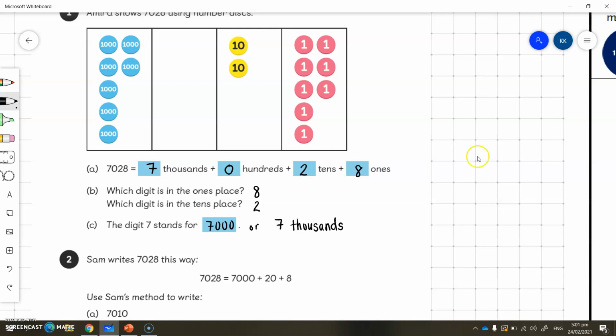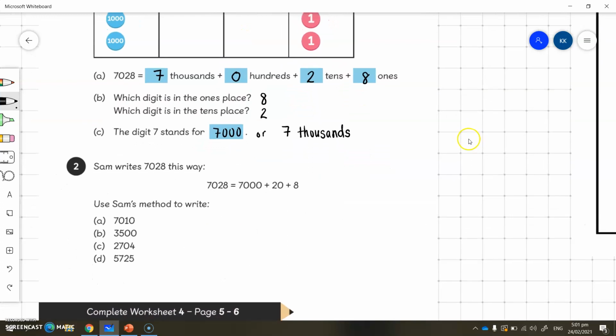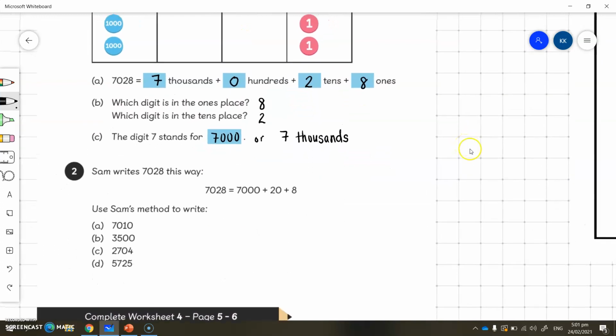Excellent. For the next question, we're given this information. Sam writes 7,028 this way. 7,028 is equal to 7,000 plus 20 plus 8. So we're asked to use Sam's method of expanding that number into the thousands, the hundreds, the tens, and the ones to write these numbers.